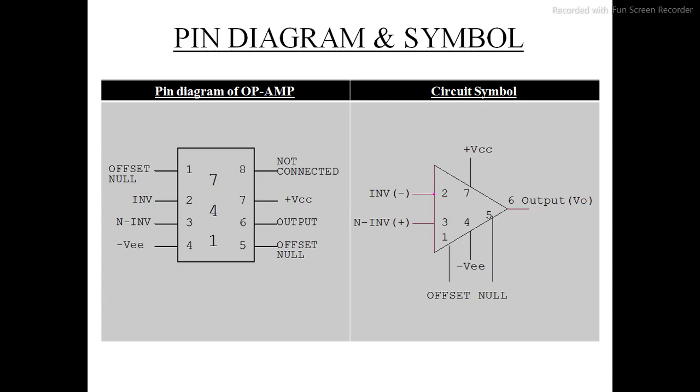This is the pin diagram and the symbol of the op amp. The op amp is available in the form of IC number 741, and this is a simplified pin diagram of those pins. Number 1 and number 5 are the offset null. Number 2 and number 3 are used for inverting and the non-inverting configuration. Number 4 is for the minus VEE supply, whereas number 6 is for the output. Number 7 is for plus VCC supply, and number 8 is not connected. The circuit symbol for the IC741 is given here in detail.